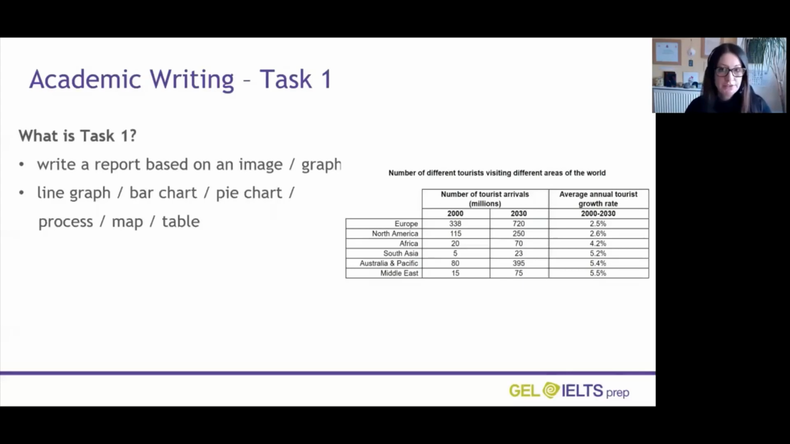Now, they're all very different. The important thing to remember is that the structure of the report always remains the same for each of those different types. So if we learn more about this structure, it means that it helps you then to know how to approach it, whichever type of graphic you get.